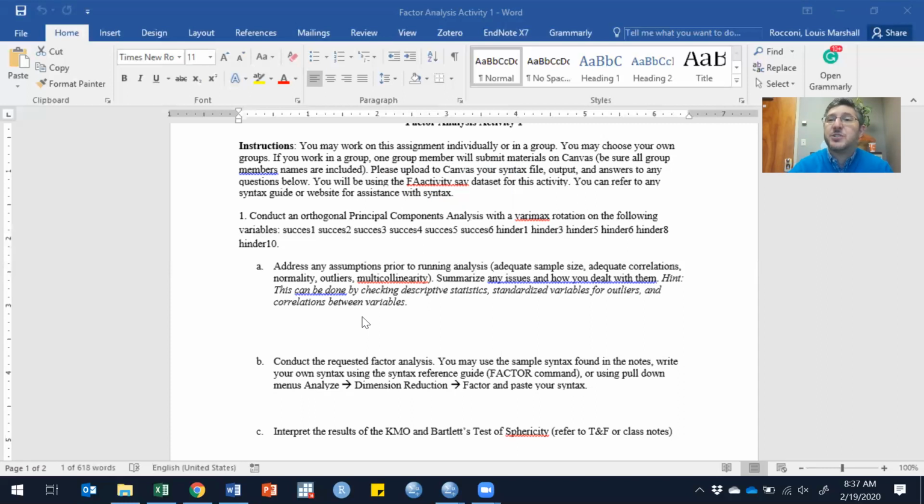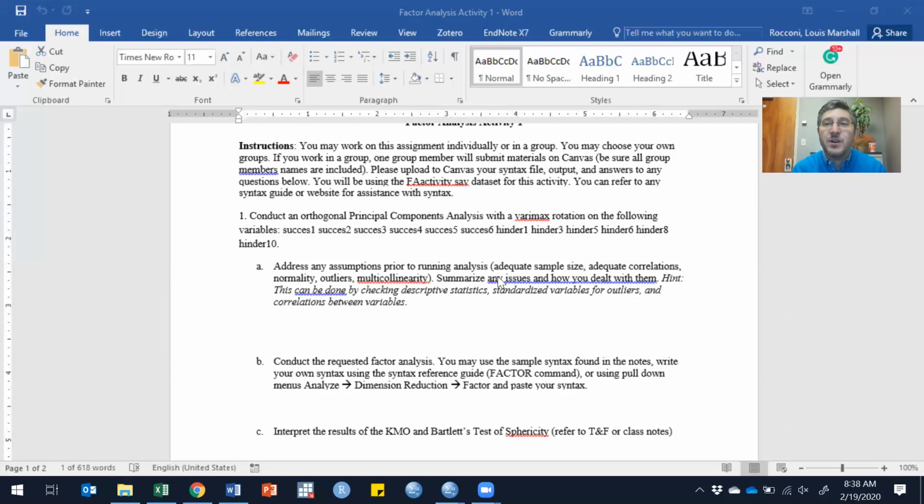So the first question here asks us to address any assumptions prior to running the analysis. Addressing do we have an adequate sample size? Are there adequate correlations among the variables? So you'll find different rules of thumb out there about sample size. And I've listed some in the course notes. And some of the readings give different recommendations. You'll see just minimums, you need 200 people, 300 people. You'll see different ratios. You need 10 individuals per item that you're including in the analysis, something like that.